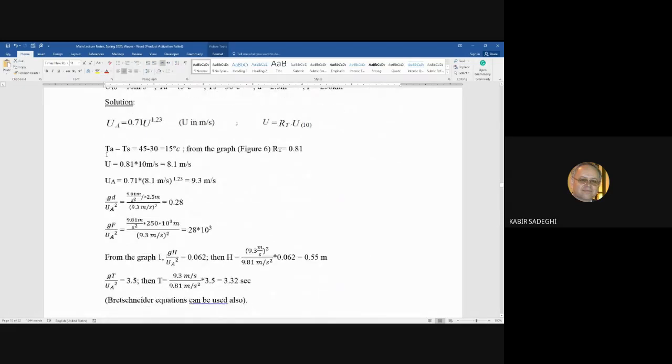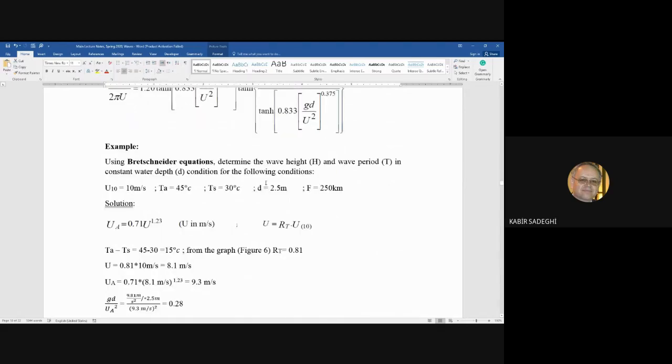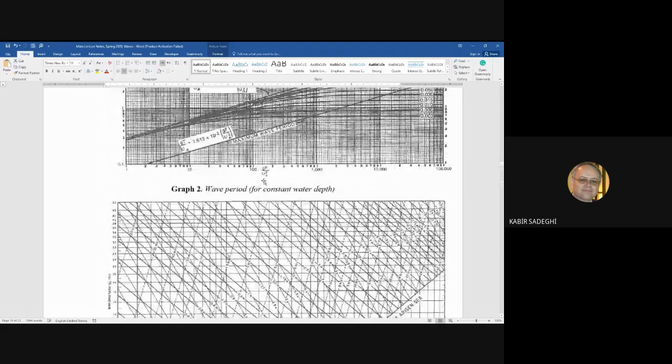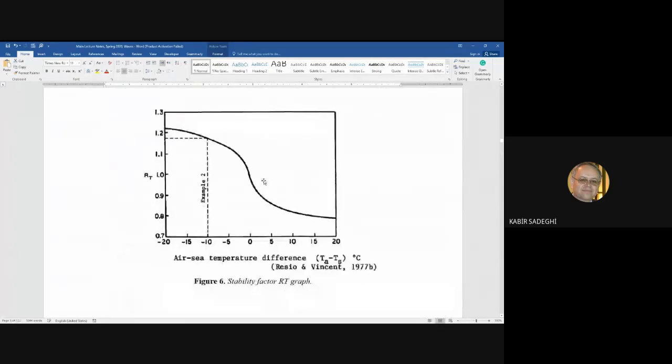Therefore, the first step is to calculate TA minus TS. It is 45 minus 30, which is 15 degrees centigrade. From the graph of ratio, which is given here, we find RT, 0.81. Which graph, do you remember that? This graph. TA minus TS is not negative, it is positive, 15. You see, 15 is a very big value at the level of the horizontal axis. Therefore, you go up and you go horizontally here, and you sit on something about 0.81, a factor less than 1.